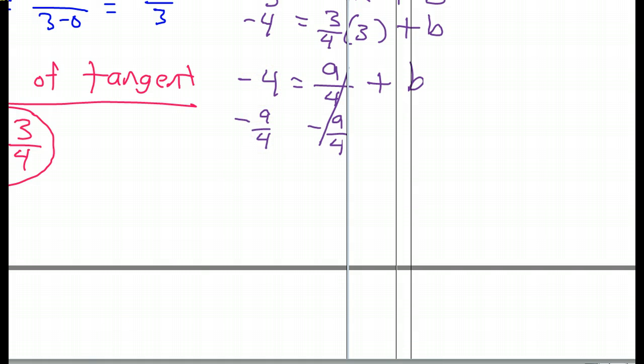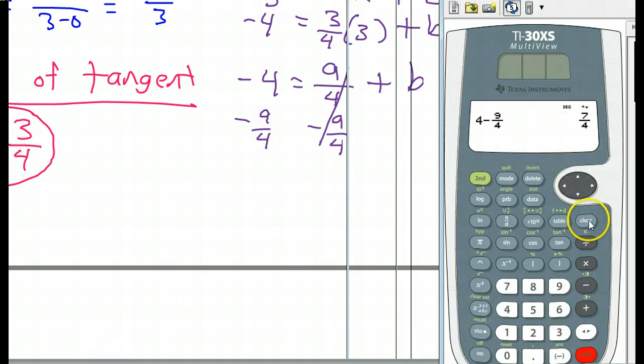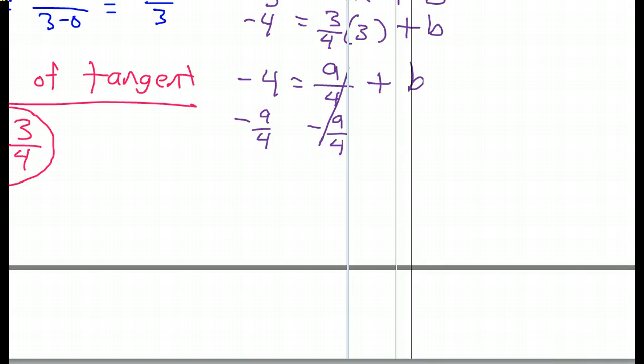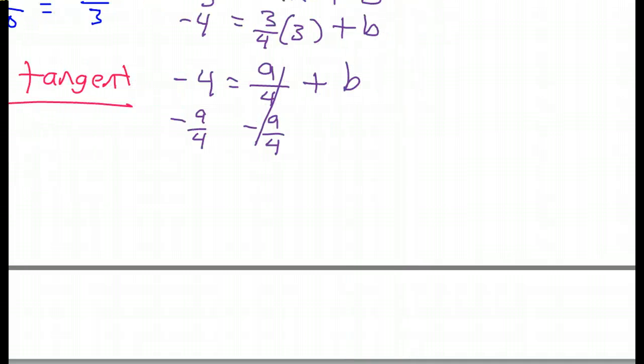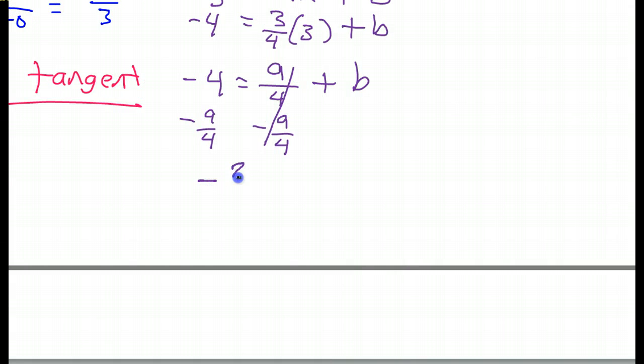It's -4 minus 9/4. See, I told you I was going to make a mistake, but I caught it, so that didn't really count, which means I still have one coming. So -4 minus 9/4. Okay, so that's -25/4. All right, so -25/4 is equal to b. Okay, so that's the other thing we needed.